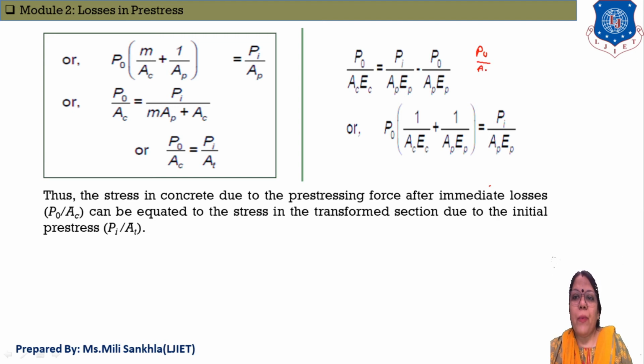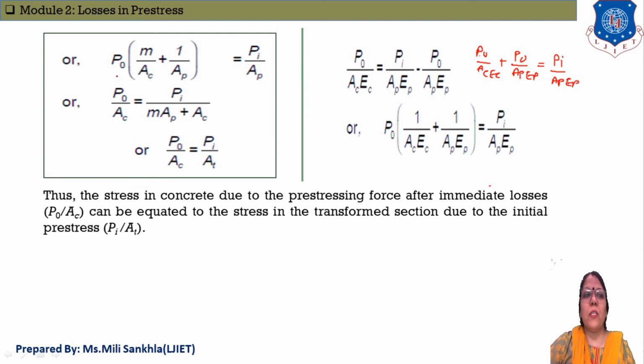P0 divided by AC EC plus P0 divided by AP EP is equal to PI, the initial prestressing force, divided by AP EP. Now in the first and second terms, take P0 common and divide the total term by EP. What happened? In the first term, we divide P0 common, EP by EC, that means our modular ratio m. In the second, EP common, numerator and denominator cancel out, and the remaining term is 1 by AP, equal to PI by AP. This one is our final equation.